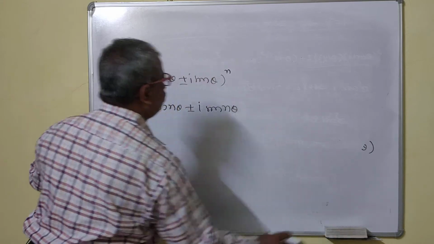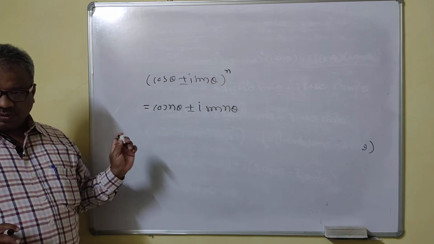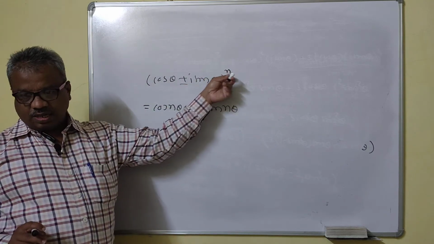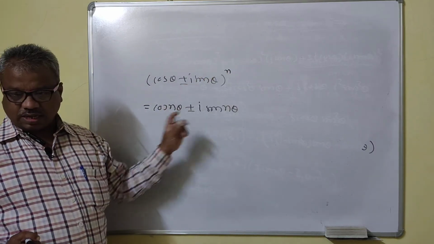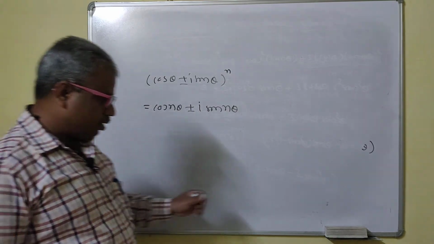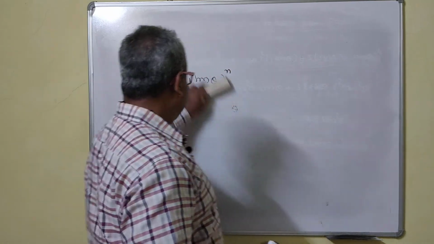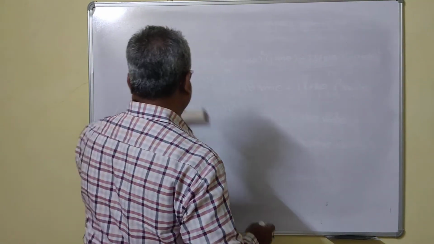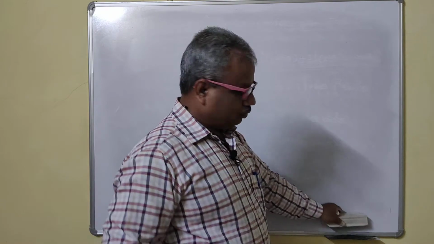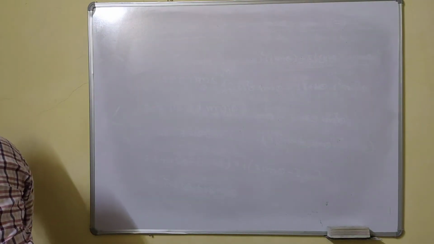So for the cube you have verified this, and for n this is also true. If the power is 100, just write 100 theta and 100 theta. So for any power this is true. This is called De Moivre's theorem. This is part of complex numbers, which I think is the first chapter. Okay, next.